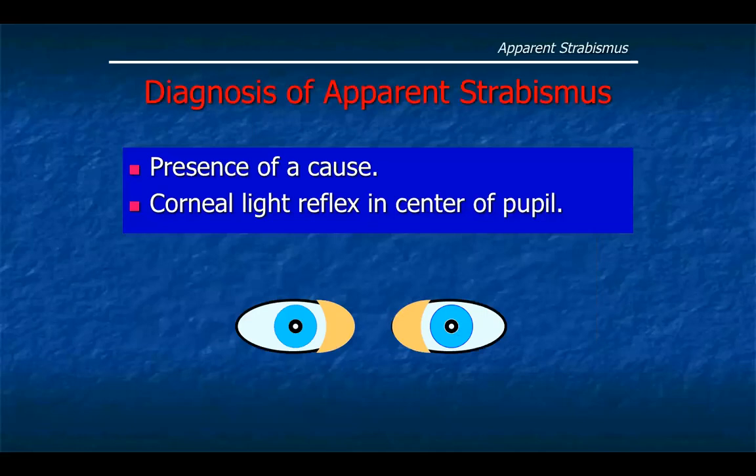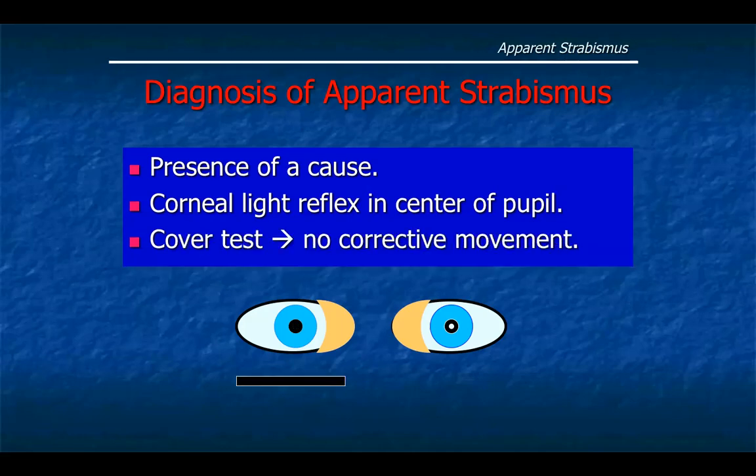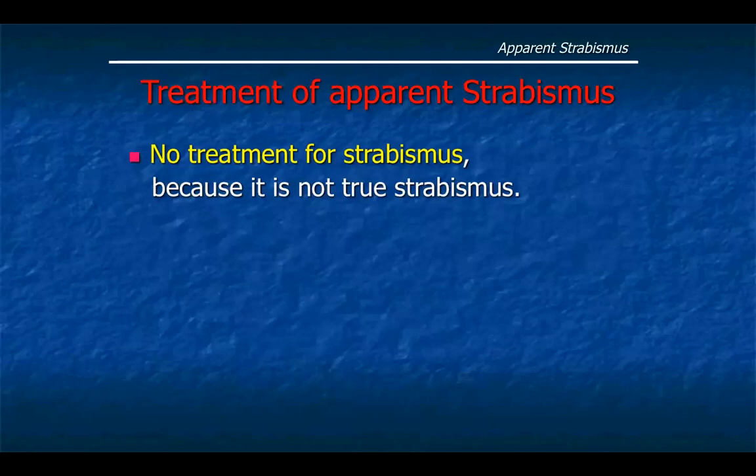So diagnosis of apparent strabismus is by finding the cause of apparent strabismus, for example, epicanthus, and the corneal light reflex lies in the center of the pupil in each eye, and by cover test there is no corrective movement because the eye is straight. As it's not a true strabismus, so there is no treatment because this person is a normal person. So there is no treatment for apparent strabismus because there is no strabismus.